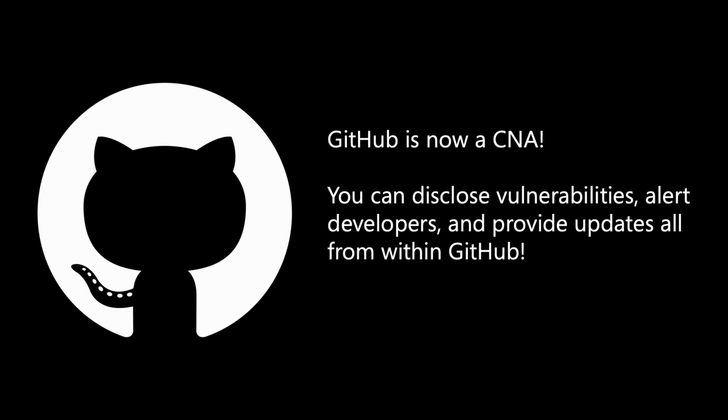So good news about this is that GitHub is now a CVE Numbering Authority, and so you can disclose vulnerabilities directly to GitHub, and then you can notify project maintainers. Especially for open source projects, sometimes there's no way for you to reach out to them privately, but you can do this now. So let's just show that very, very quickly.